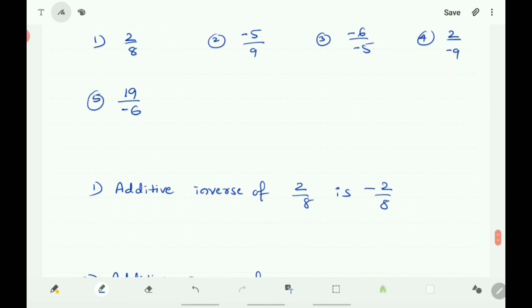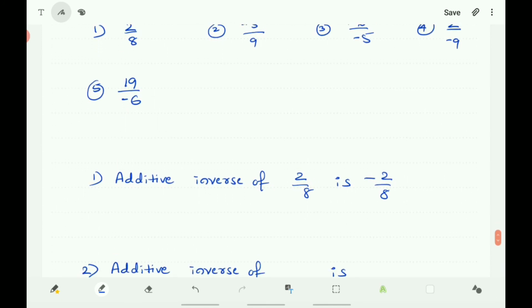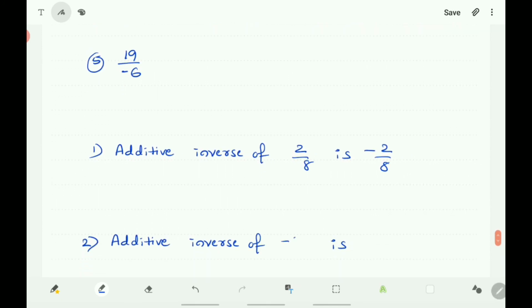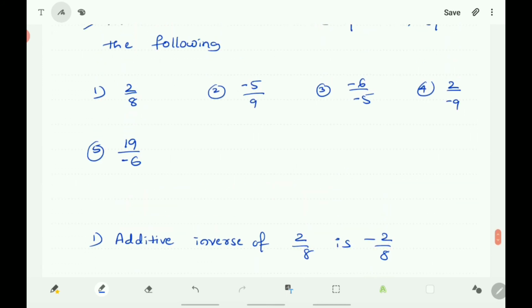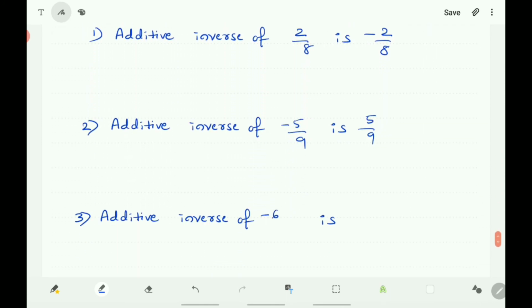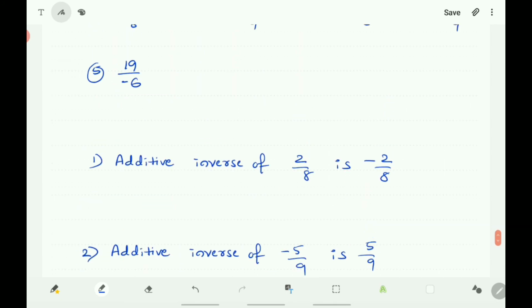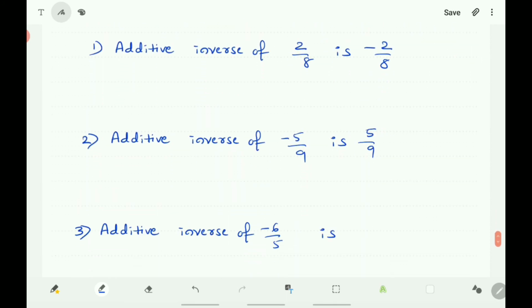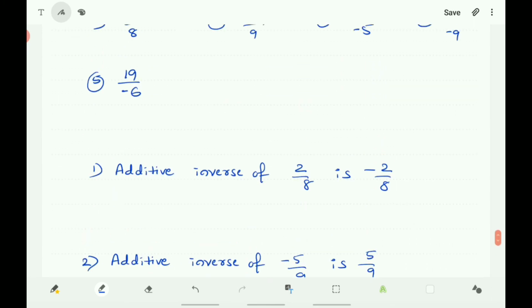Next, second one, additive inverse of minus 5 by 9. Change the sign, that is 5 by 9 only. And additive inverse of minus 6 by minus 5. Minus 6 by minus 5 means that is nothing but 6 by 5, here minus by minus is plus. Additive inverse of minus 6 by minus 5 means that is 6 by 5, its additive inverse is minus 6 by 5.